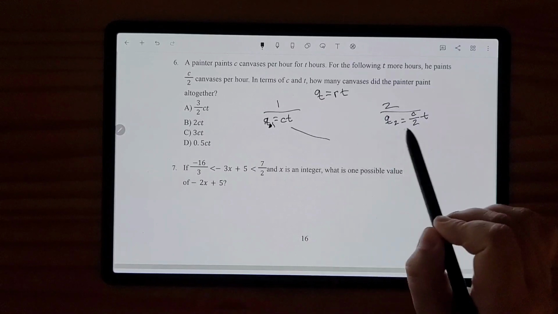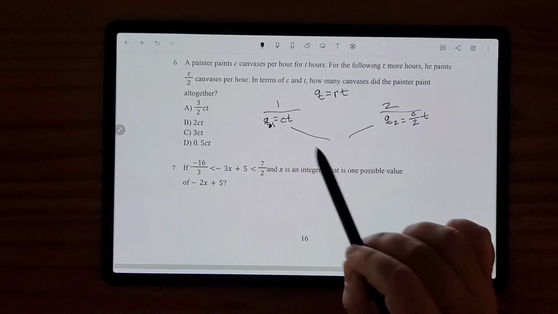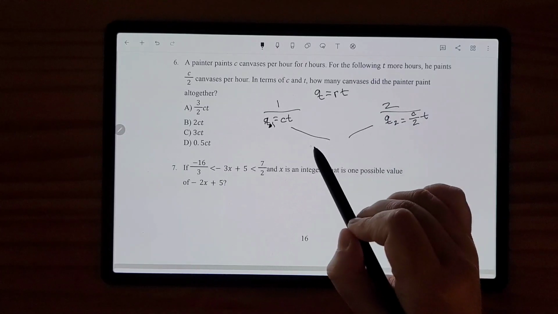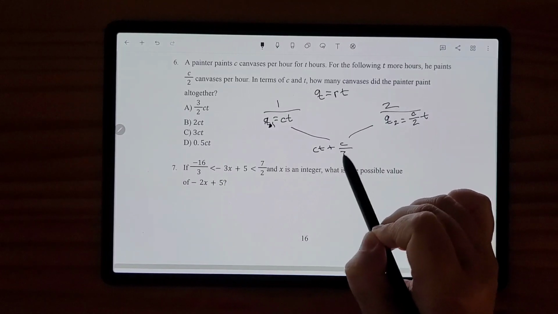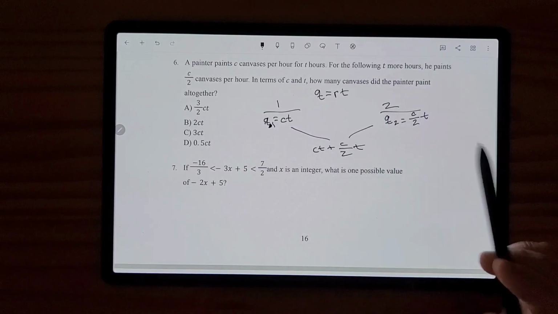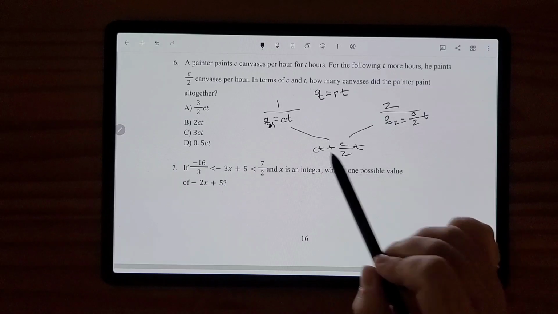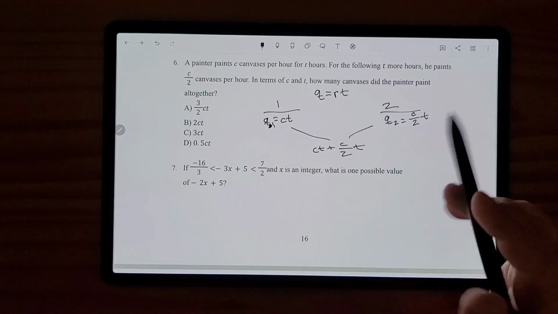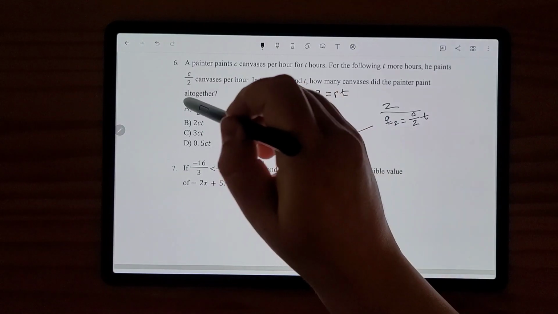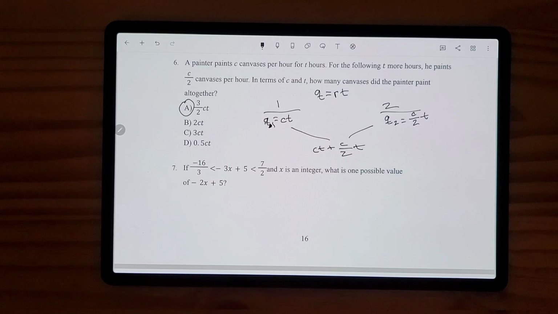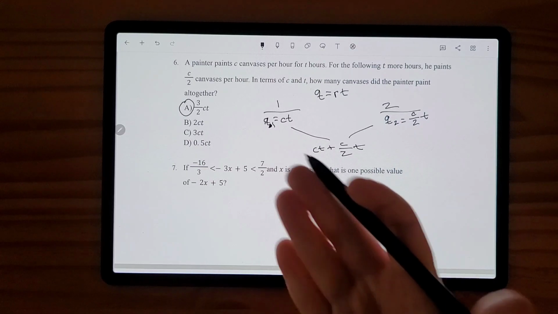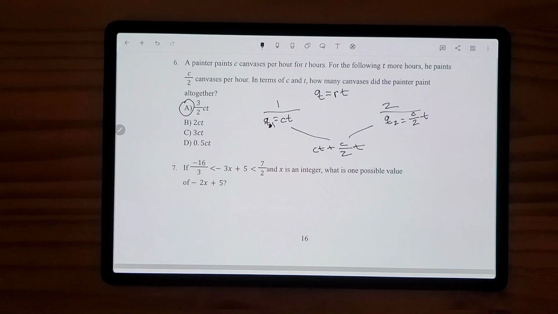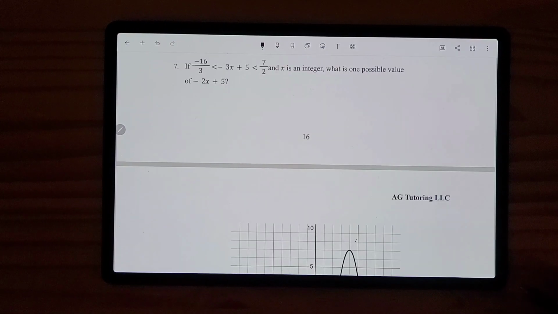So we have both those quantities. If we add those together, we get the total number of canvases. That would be CT plus C over 2 T. You could also think of that as 1 CT plus half CT, which would give you 3 halves CT, or 1.5 CT. They're the same exact thing, it's just written in improper fraction format.